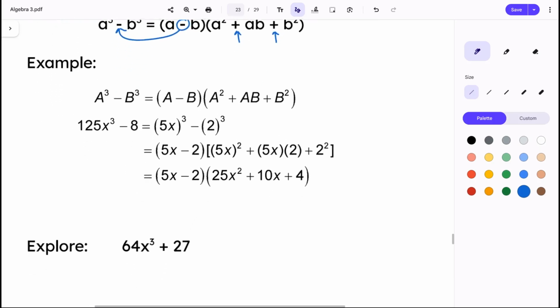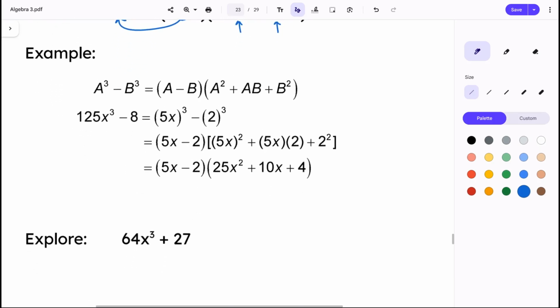If I had 125x to the third minus 8, these are two perfect cube numbers, because the cube root of 125 would be 5 and the cube root of 8 would be 2. And this would also have an x attached to it because that x to the third would also go underneath that cube root sign. The first thing I would do is figure out what is my a and my b. So this 5x is going to be your a term and this 2 is going to be your b term. And you can see how they rewrote it like that in those parentheses. They're just putting that minus sign in there because that was what was in between the terms.